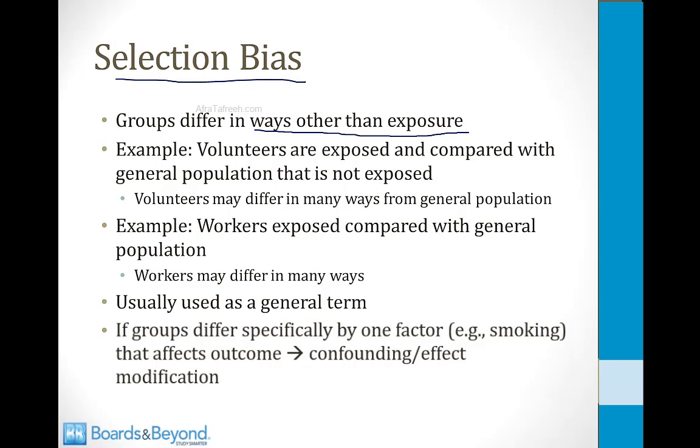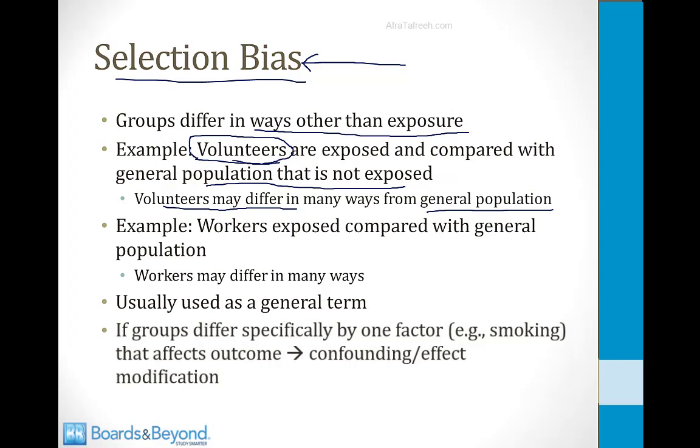So one example is when you ask people to volunteer for a study. So imagine if you have volunteers who are exposed and you compare them with the general population that is not exposed. So for example, you send out a survey and ask people who are exposed to chemical X to volunteer for the study. Well, the people that volunteer are often different in many ways from the general population. There are things that make them want to volunteer. They may be angry they were exposed to chemical X, or their symptoms may be severe. So anytime you see the word volunteer in the question stem of a board question, you should wonder whether there may be selection bias. Sometimes this is actually called volunteer bias, and it's a form of selection bias.